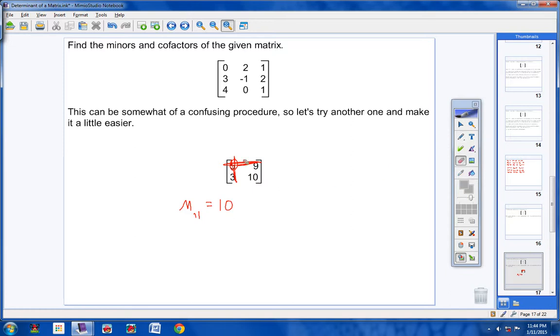Pretty simple, huh? Now let's go on to M12. That's row 1, column 2, this number here. So we're left with 3. That's really easy. Moving on.